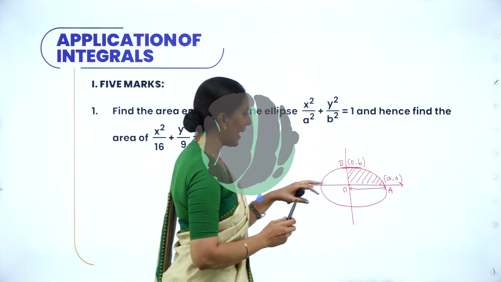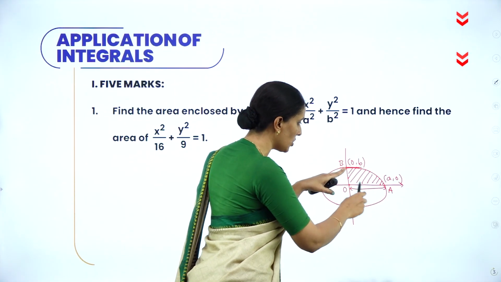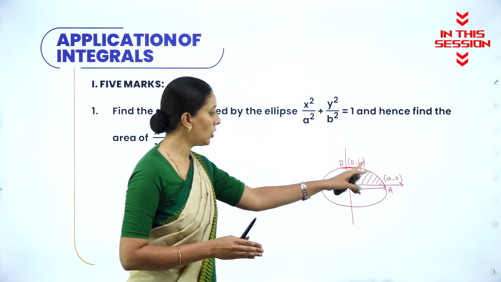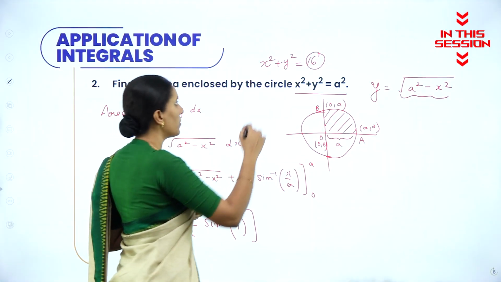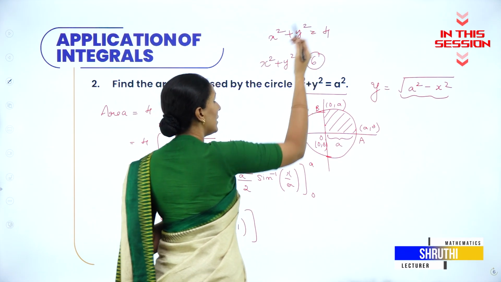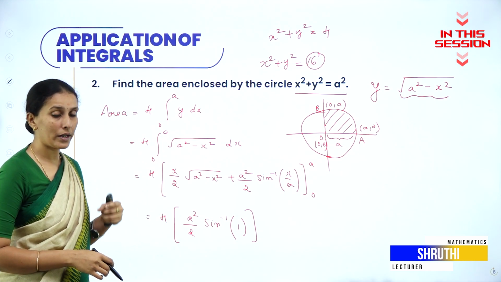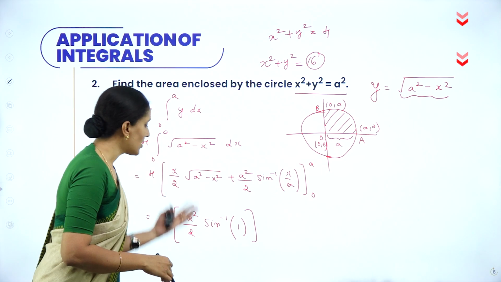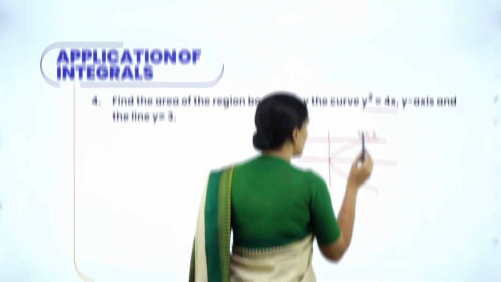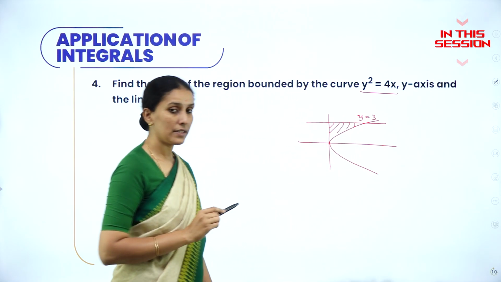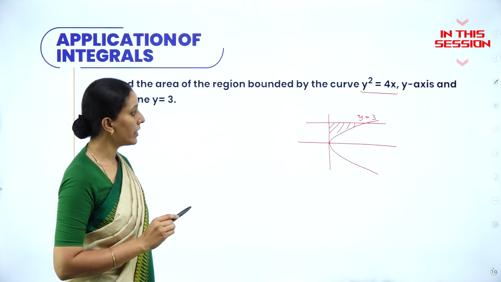So now if I calculate the area of the region in the first quadrant and then multiply by 4, we will get the total area of an ellipse. Suppose they ask you to find the area of x square plus y square is equal to 4, then the radius is 2, because 2 square is 4, then you need to change the limits from 0 to 2. So the rest of the calculation will be the same. So the area bounded by the intersection of the line y is equal to 3 and the parabola is this.